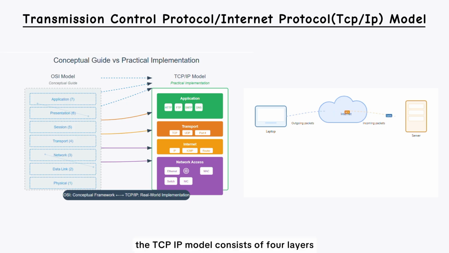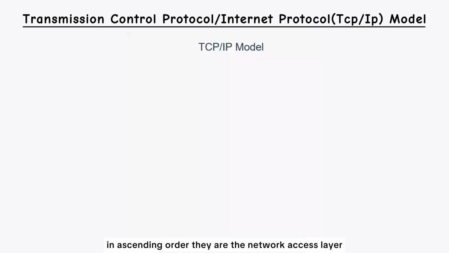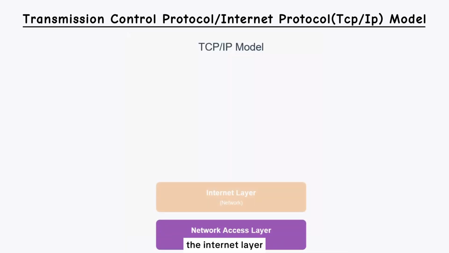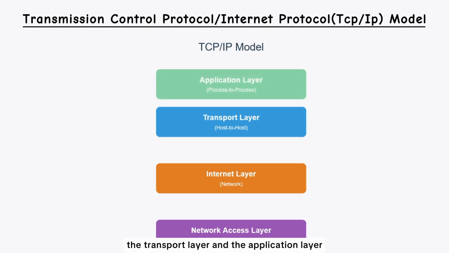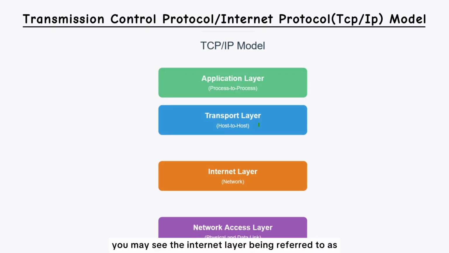The TCP/IP model consists of 4 layers. In ascending order, they are the network access layer, the internet layer, the transport layer, and the application layer. Sometimes you may see the internet layer being referred to as the network layer, and also the network access layer being split into 2 further layers, which are the physical layer and the data link layer.